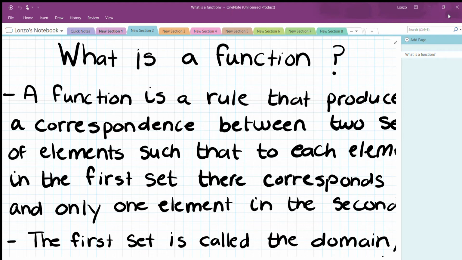Hi guys, today we're going to learn about functions. So in this section I will determine if a graph is a function by using the vertical line test and the definition of a function. And I will go over independent and dependent variables. So let's go over the definition of a function.